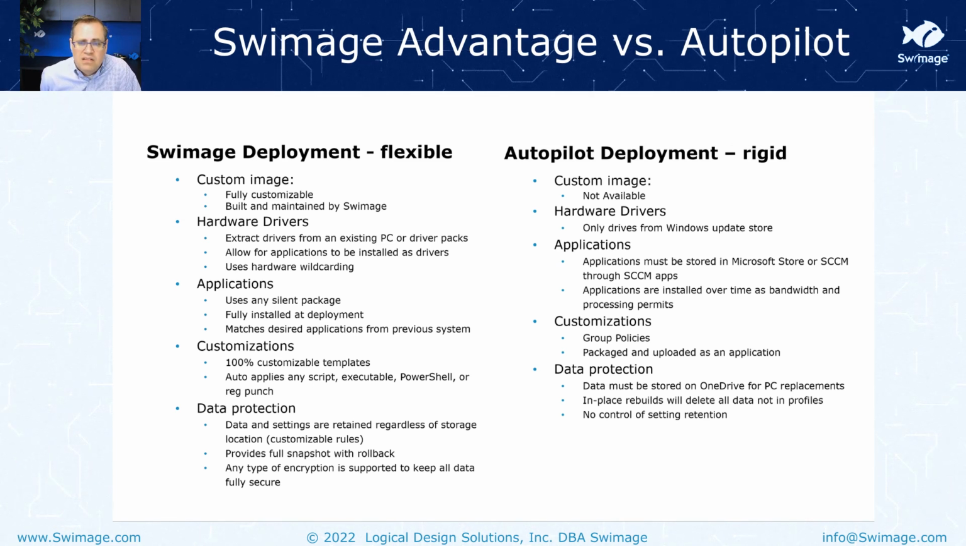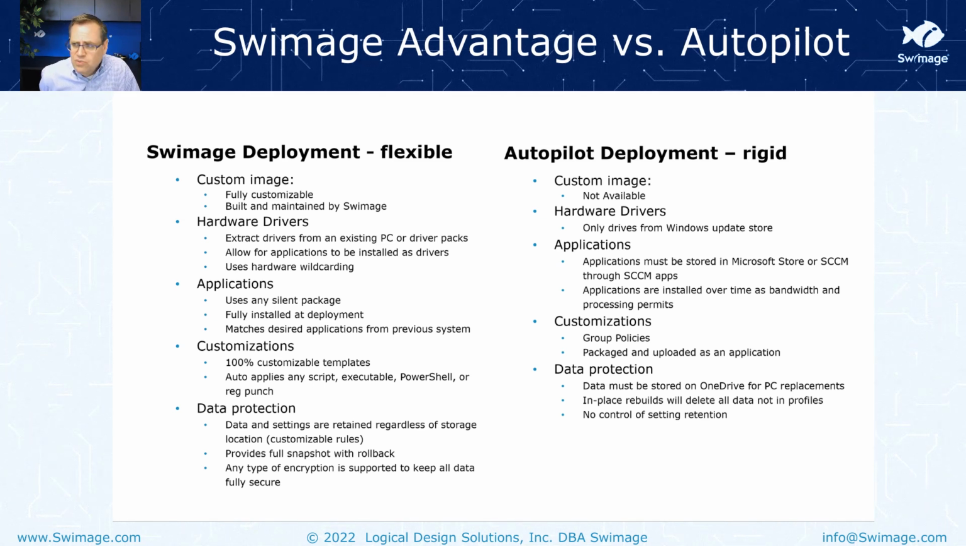Okay. And then on the Autopilot side, applications are fairly rigid. They have to be in the Microsoft Store or in SCCM applications, and it's very bandwidth restrictive. So you have to have pretty high bandwidth to get those applications installed, and it can take a long time before applications are actually installed on a machine after the user logs in, which becomes a problem for the zero trust process, because you could have a very long wait period with Autopilot before that machine actually becomes secure and compliant. Whereas with Swimage, that machine is compliant before the user even logs in for the first time.